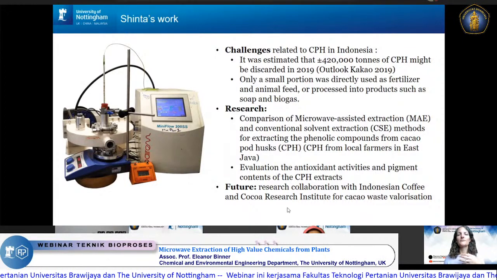Hopefully in the future we'll be able to collaborate with some of you, and also the Indonesian Coffee and Cocoa Research Institute, for cacao waste valorization. So that's a really exciting project that we're working on.